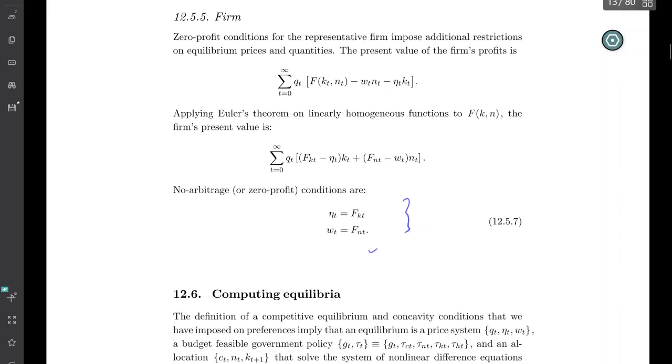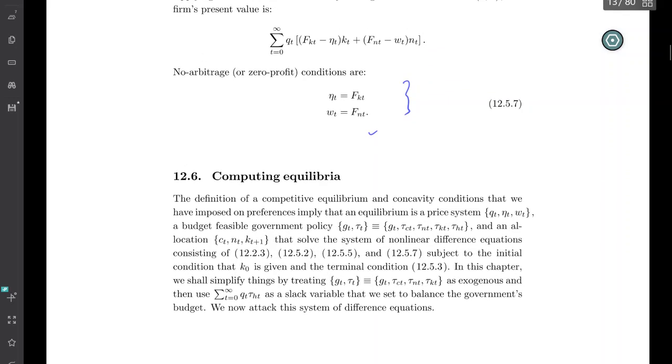Okay, so pause for a minute, catch our breath, and now say we're going to have to compute a competitive equilibrium with distorting taxes, and how are we going to do it? Well, what we're going to do is form a system of difference equations, and we're going to attack it. So this kind of tells you the setup.